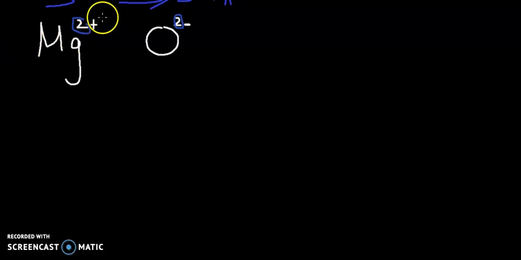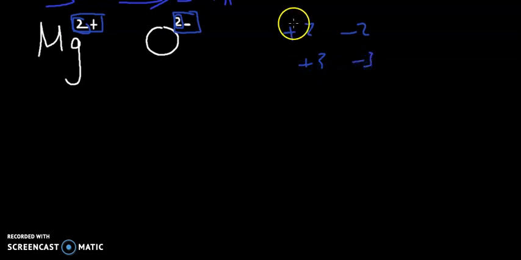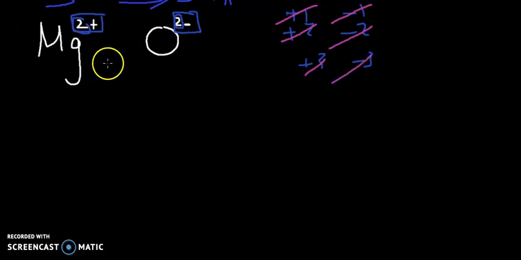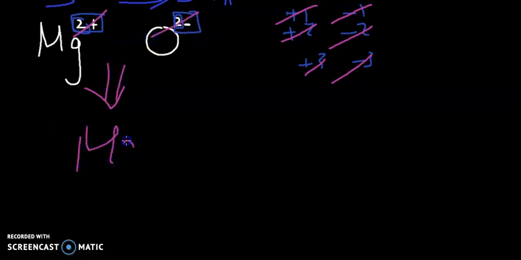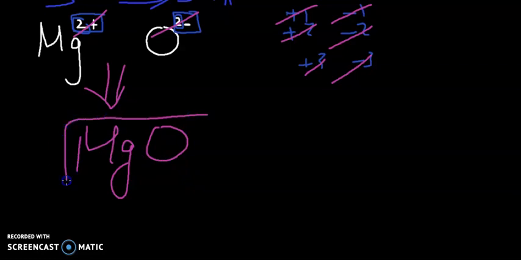But in the case where you have similar opposite charges, like +2, -2, +3, -3, even +1, -1, they just cancel. The charges just cancel out with each other. And the compound that you will get here, because these charges cancel out, is MgO. So you don't put the 2 here or the 2 here. This is your ionic compound.